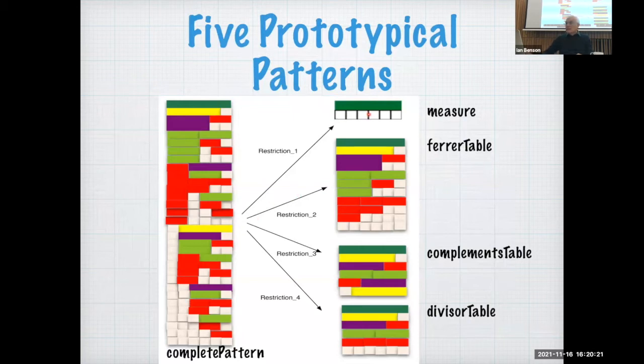And then a restriction I call measure, which is just the all white train. A table I'm calling the Ferrer table, for reasons I'll discuss in a minute, which has one train representing all the permutations of that combination. The complements table, which has got pairs of rods equivalent in length to a rod, and the divisor table, which you could define as trains of one color or trains with two colors with fewest cars for the colors that aren't represented in the one color trains.